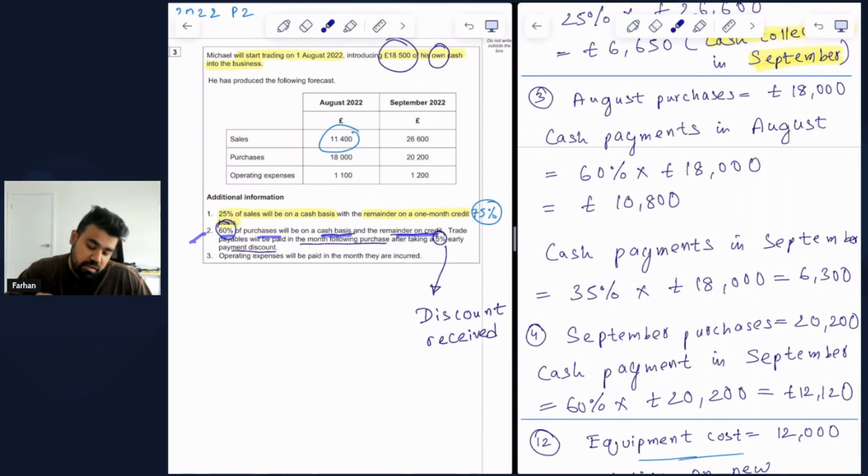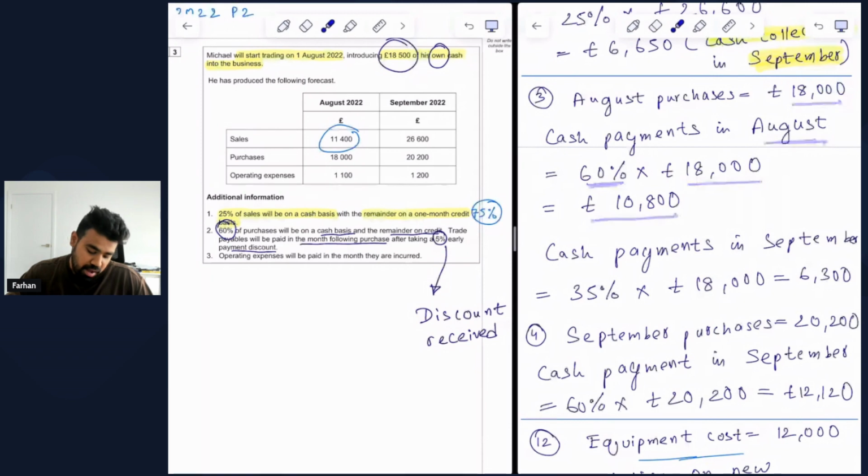All right. So first of all, August purchases are £80,000 as we understand based on the forecasts on the table. And we also understand that 60% of these purchases will be paid for in cash in the month of August itself. So cash payments in August can be calculated by taking the 60% and multiplying it with the total August purchases of £80,000, which gives us £10,800 that we will be paying in cash for the month of August and its purchases.